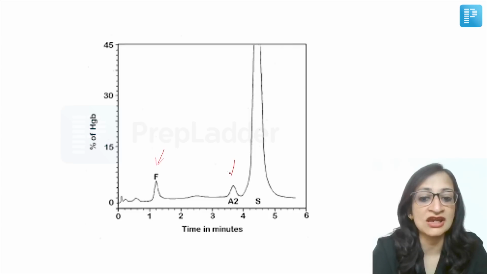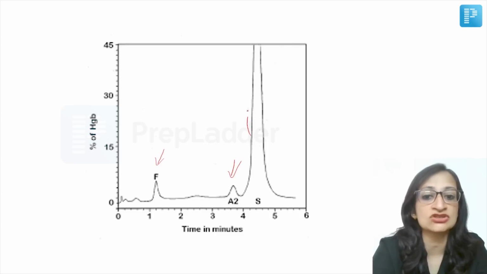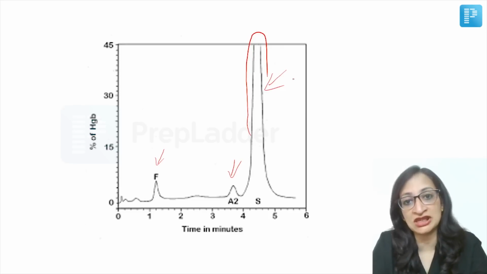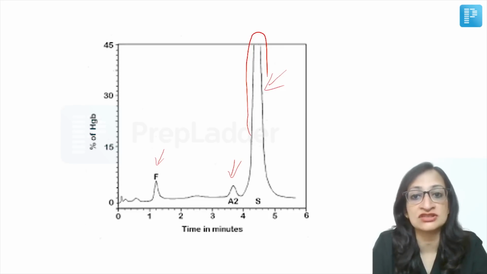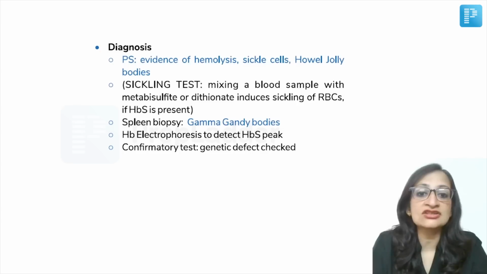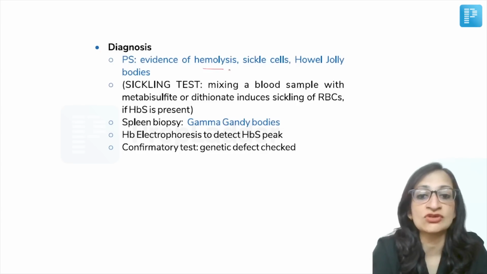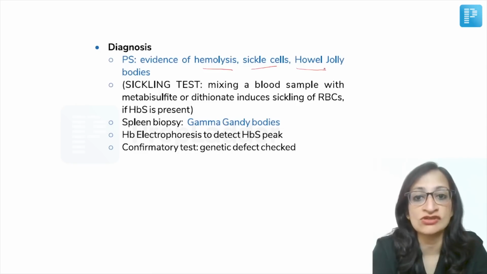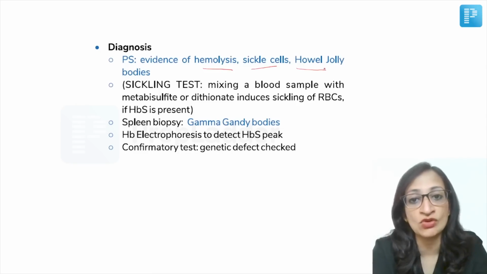You can see the HbA2 peak here, and the HbS peak is so high that it is not getting accommodated in this sheet. So the HbS peak is here, and this is diagnostic of sickle cell disease. Okay. So for diagnosis of sickle cell disease, on the peripheral smear you can get evidence of hemolysis, sickle cells and Howell-Jolly bodies. So this is from our video and the notes.